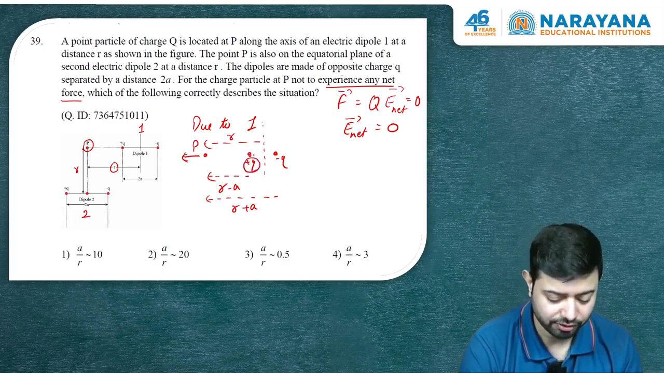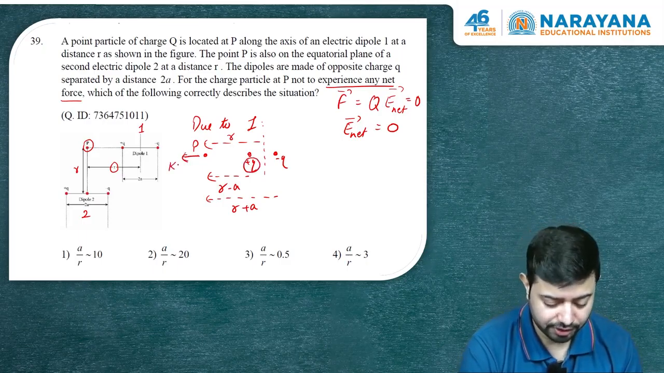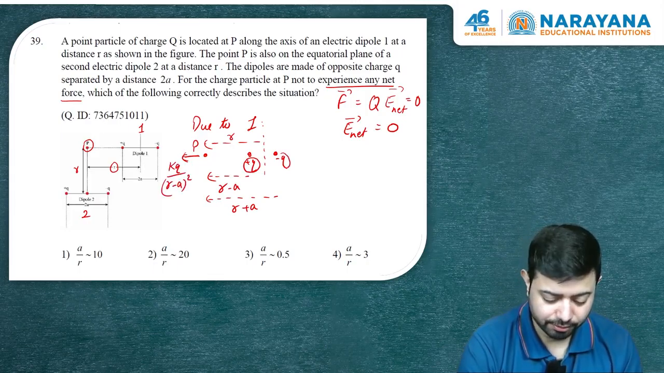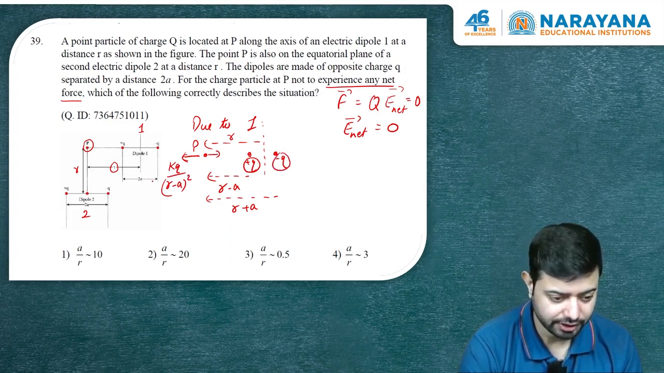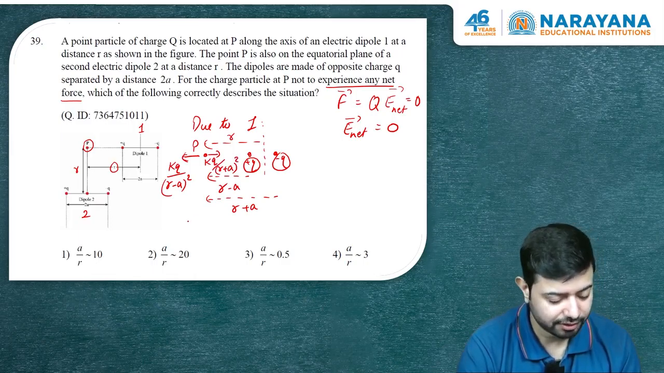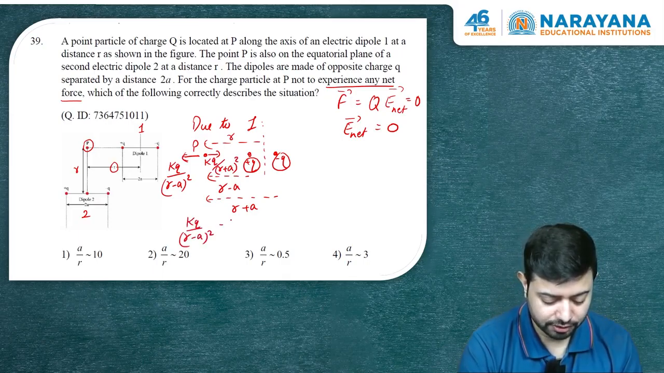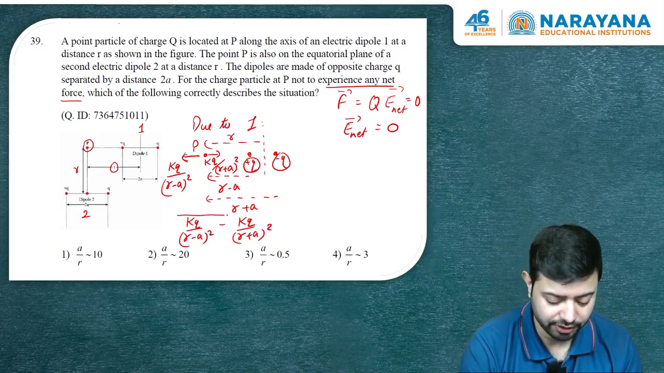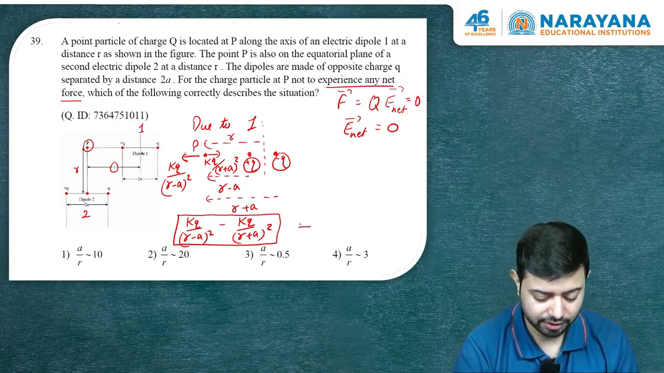I am writing down first for the plus q, k q by r minus a whole square, and then from the minus q part it will be right direction. How much will it be? Formula wise, k q by r plus a whole square. So, what is the net field? Net field in the left direction is k q by r minus a whole square minus k q by r plus a whole square. This is the field due to dipole 1 at point P, and the direction is overall in the left direction.